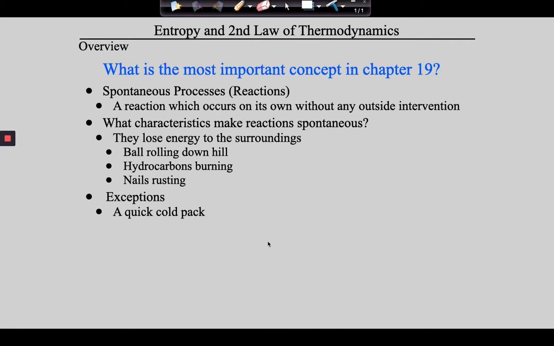It's important that you understand why this is an exception. You guys okay? So guys, here's what we've said in summary.